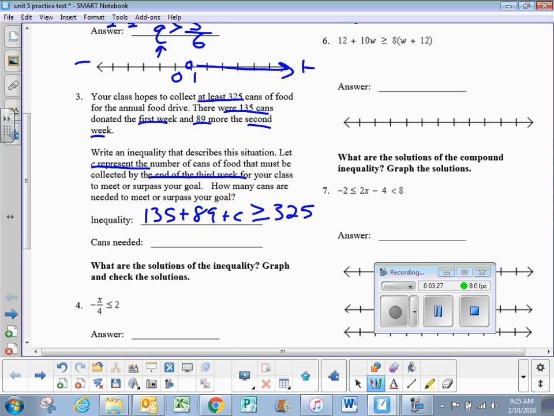Okay, you could also simplify this. A lot of you simplified it down to, that is 224, correct? Yeah. That's fine too if you took it one step further, but I wanted you to understand that was the inequality we were looking for. And I know it says how many cans are needed to meet or surpass your goal. I like the answer C is greater than or equal to 101 when you solve for C, but if you put 101, technically you answered the question. But it's really saying that 101 or more, and we say that with an inequality.